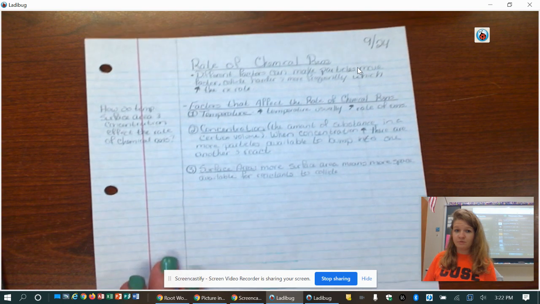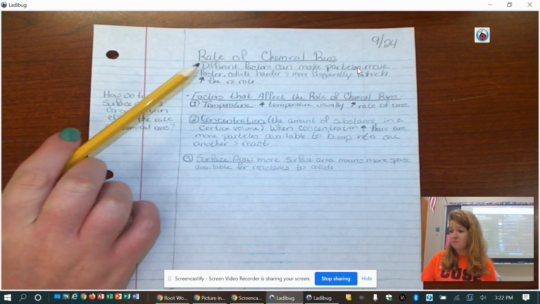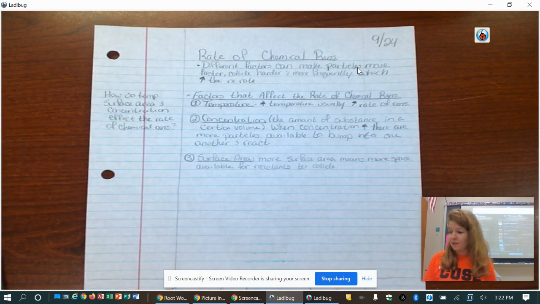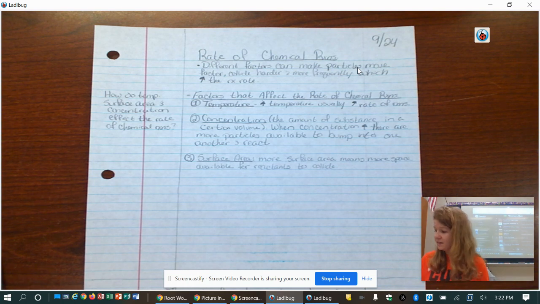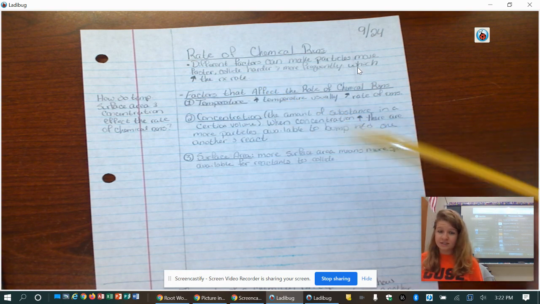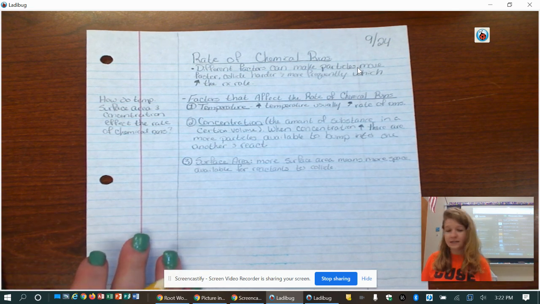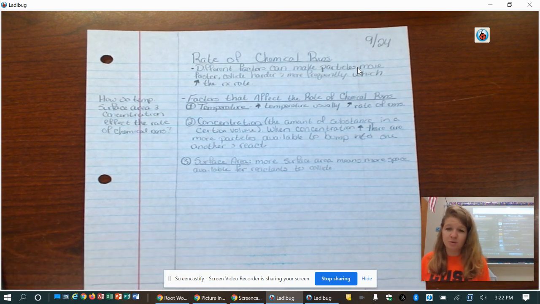Again, much like I did before, I saw that rate of chemical reactions, I'm on page 38 now, is red and bolded, so I figured it's probably going to be important, so I made it a heading on my next page. Then I read that paragraph. From there, I pulled out that different factors can make particles move faster, collide harder, and more frequently, which increases, because I did a little arrow, their reaction rate. I noticed that they talked here and in the beginning of the section about particles colliding and bumping into one another, and that's how reactions happen. So I felt that it was important for me to include particles in my notes. So that's how I got that.